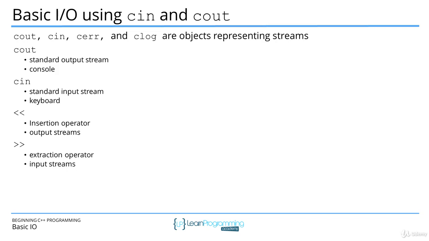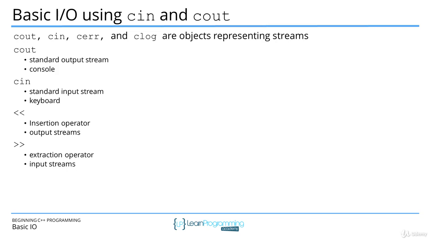Cout is an output stream that defaults to the console or the screen. Cerr and clog are also output streams that default to standard error and standard log respectively. And finally, cin is an input stream that defaults to the keyboard. The insertion operator is used with output streams, and the extraction operator is used with input streams.